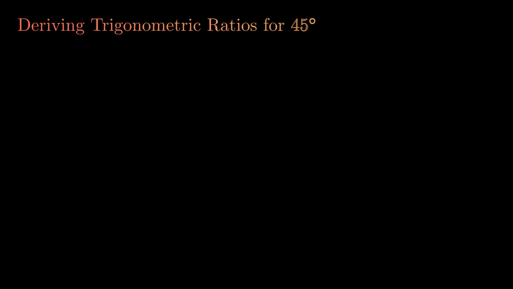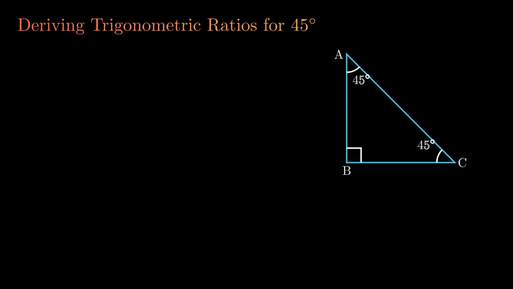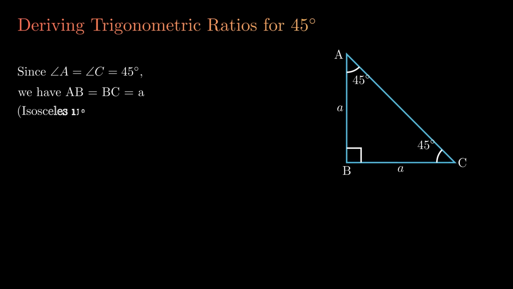Now that we have learnt about the definition of various trigonometric ratios, let's try to calculate trigonometric ratios for some key angles. Let's get started with the 45-degree angle. Here I have taken a right angle triangle with angle C as 45 degree, and since angle B is 90 degree, angle A must also be 45 degree. So we have an isosceles right angle triangle here. So the side BC and side AB are equal to A.